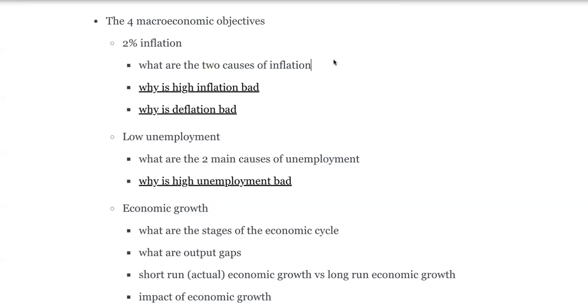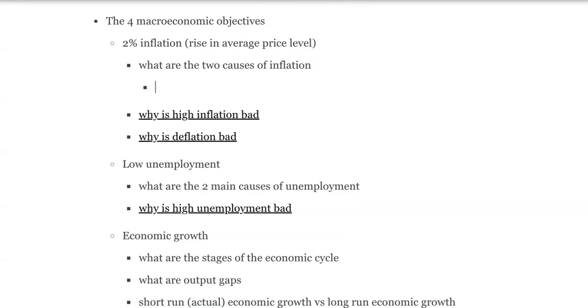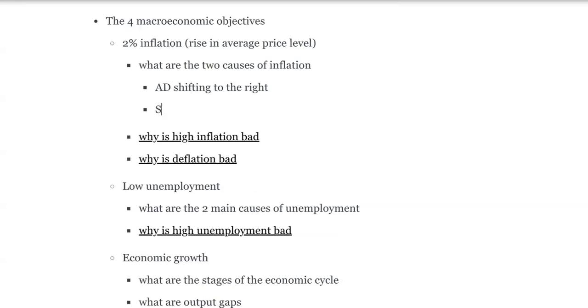So we know that inflation is a rise in average price level. So that's when the prices of everything go up in the economy. That can be caused by AD shifting to the right or SRAS shifting to the left. And there's a fancy name for them. But the most important thing is you remember this. The fancy name is just demand pull. And the fancy name for this is just cost push.